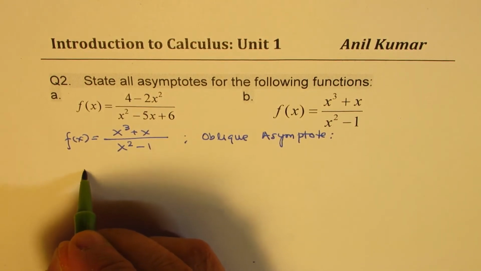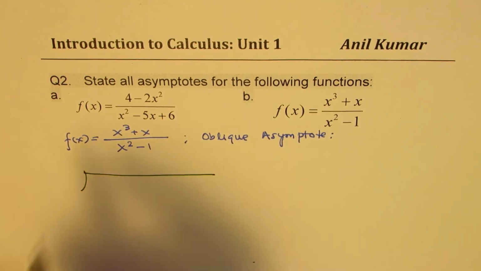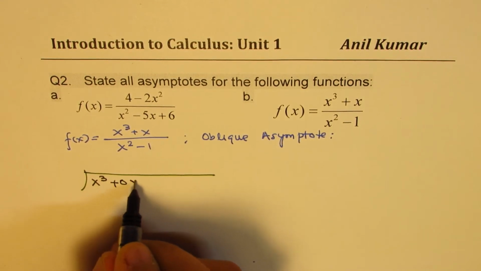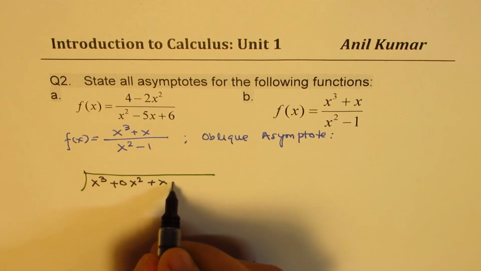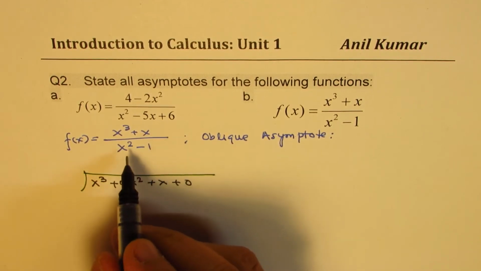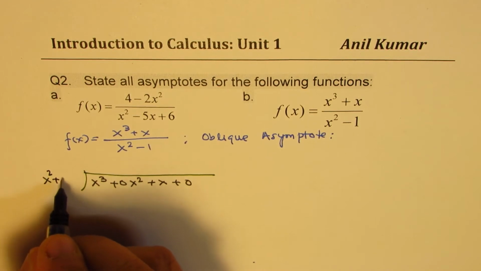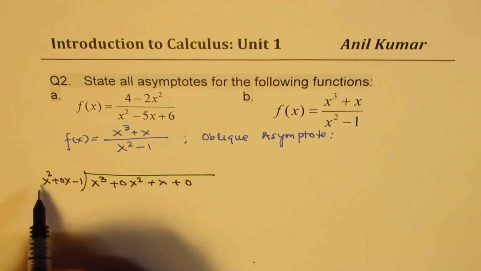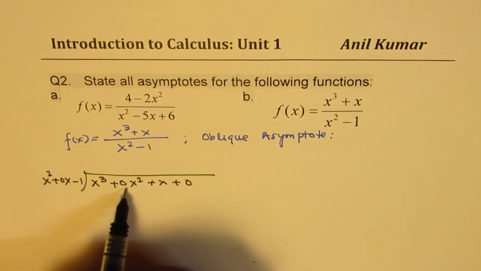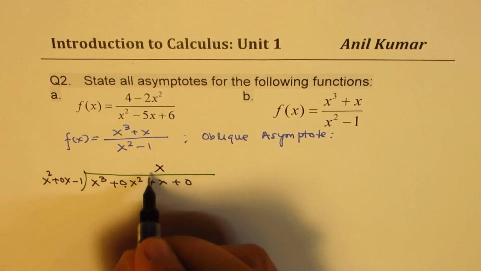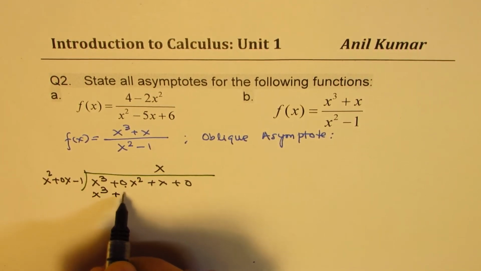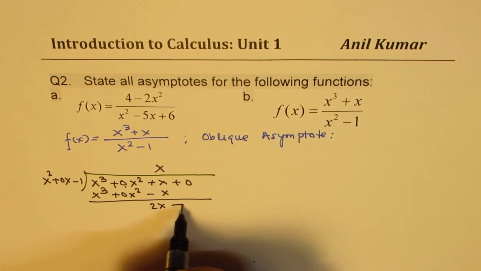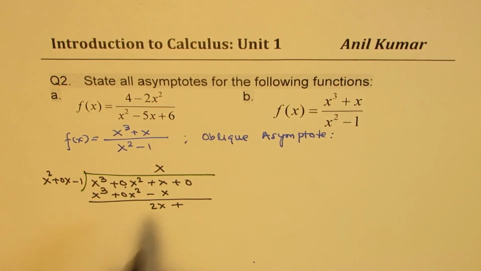So we'll divide x cubed. Now we'll fill in the missing terms, which is 0x squared plus x, and a constant we don't have. I'm just filling in 0 for that. The divisor is x squared plus 0x minus 1. So we divide the given expression by x squared minus 1. It's important to write the placeholders. It helps. So we multiply by x, getting x cubed plus 0x squared minus x. When you subtract, we get 2x plus 0, of course. So we don't need to divide it further.